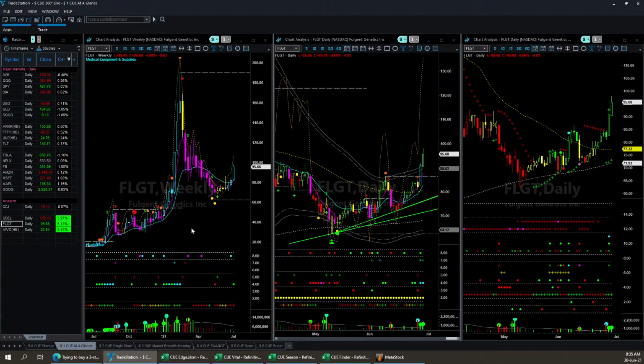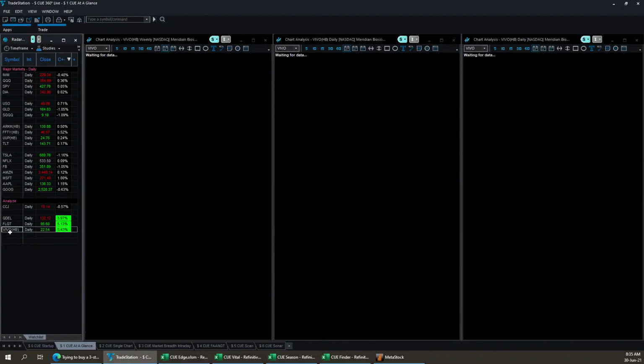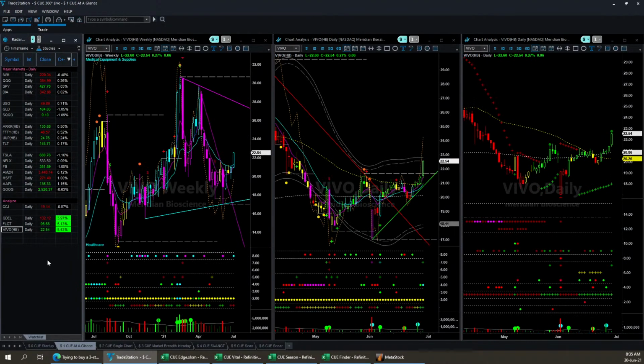In both QTEL and FLGT, you can see that using my Q comprehensive analysis, 360 degrees analysis, where I look at sector, industry, fundamental, technical, and I look at seasonality also when seasonality is strong, I could anticipate a move, and in both the cases the stocks ended up moving in my expected direction. Let me share one more stock in healthcare, Vivo.